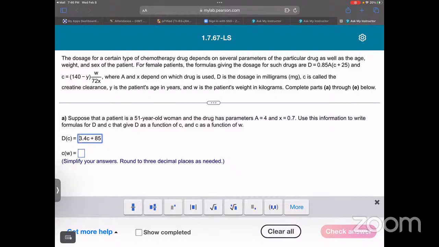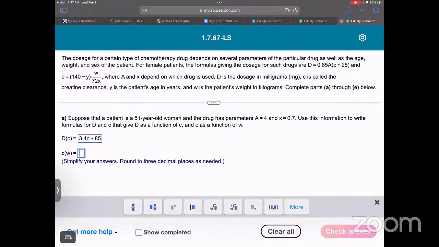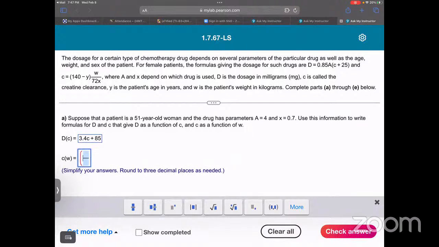Then they want the creatinine clearance in terms of W. So all I'm going to do is start with the given formula, same kind of deal. Let me close this out, bring it back. I'm just going to type the formula as I see it. Parentheses 140 minus Y, and then we get this fraction. Nope, that's not right. Let's do this: 140 minus Y. On top, we have W. On bottom, we have 72X. Okay, so then let's fill in the different components.